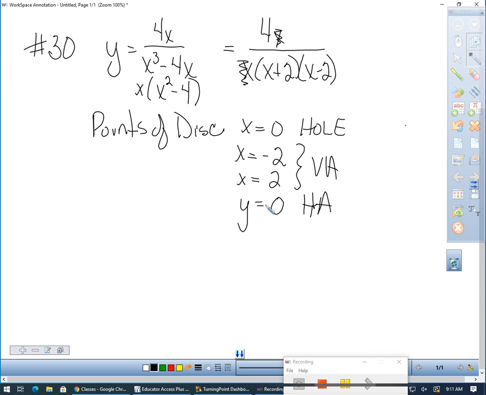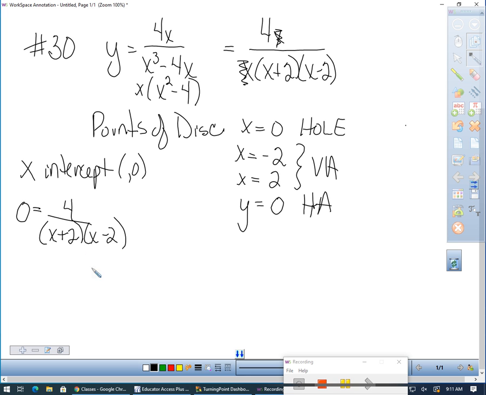Now, the only things left to find before we can begin to graph are our x and y intercepts. In this one, our x-intercepts, remember that we are putting 0 in for y. When we put 0 in for y and we multiply this over, I would have 0 equals 4 over x plus 2 times x minus 2. And when I multiply this over to 0, I get 0 equals 4, which means there is no x-intercept.